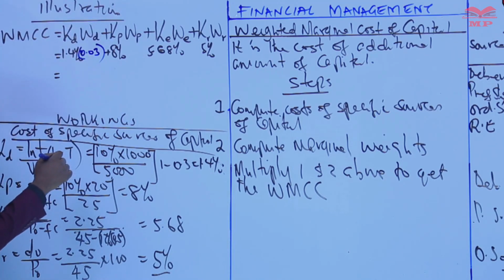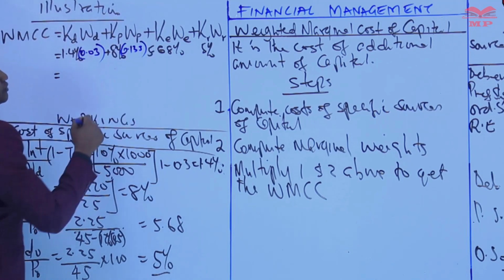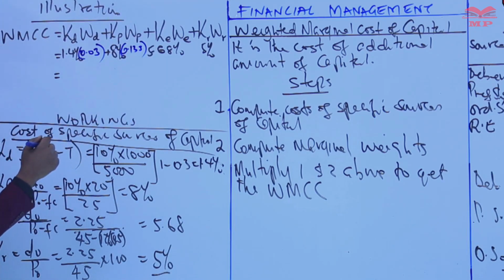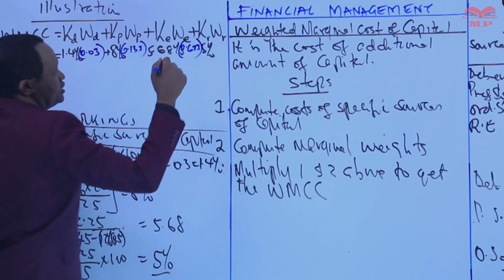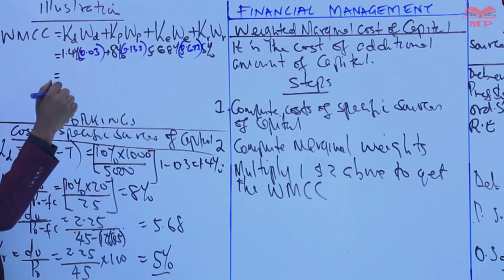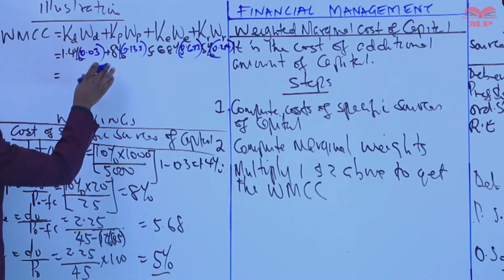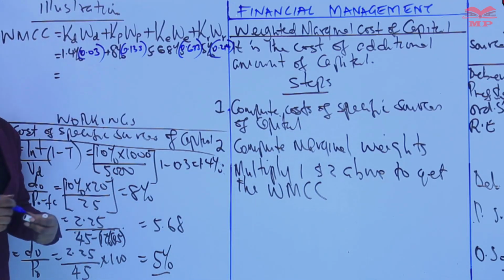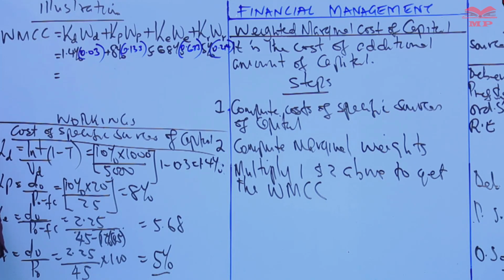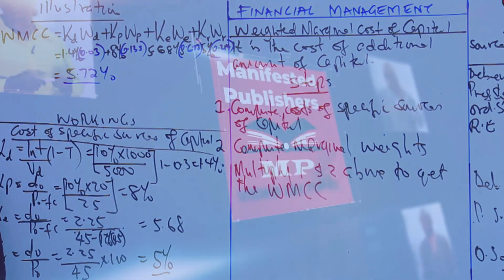Cost of preference share, we have it. The weight is 0.133. Cost of equity, the weight is 0.623. That is the weight. Then the proportion for retained earnings, 0.214. So when we multiply each cost by its weight and add them, we will get the weighted marginal cost of capital. How much is it? Gilbert has already done it. That is 5.72%. 5.72% is the weighted marginal cost of capital.